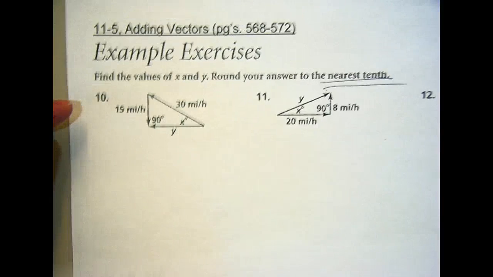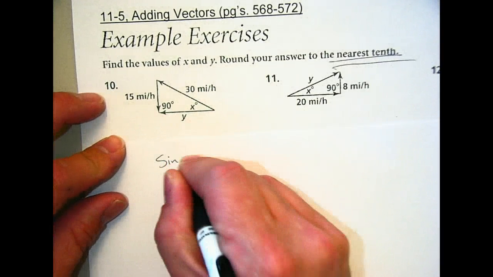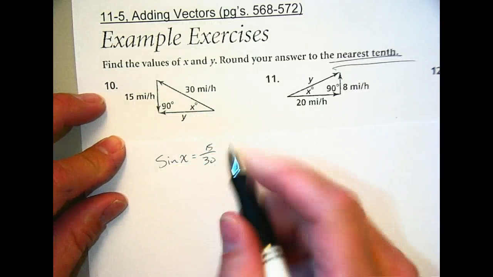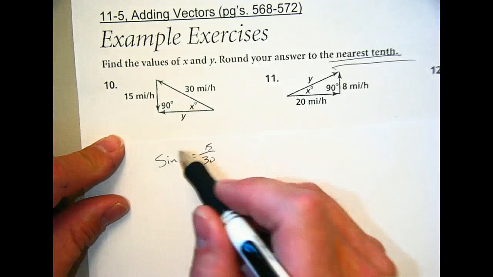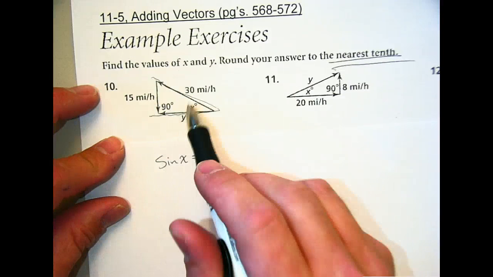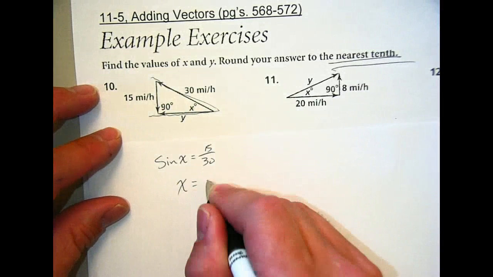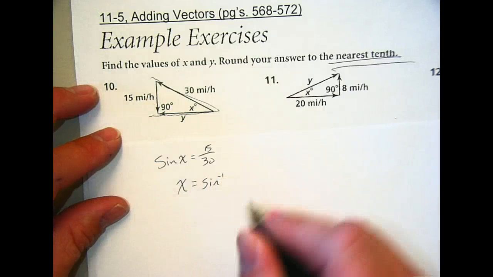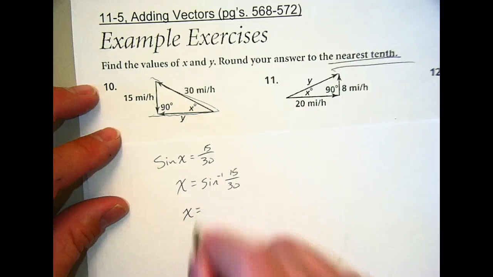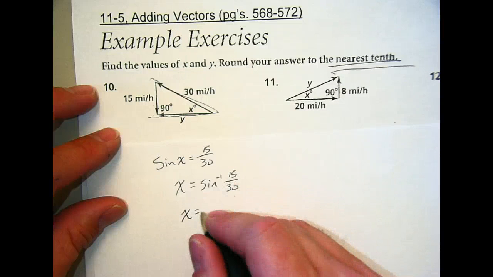So you put sine x equals 15 over 30. And then x equals... Hold on, how do you know it's sine? Because you have opposite and hypotenuse. Good. And then x equals the inverse sine of 15 over 30. Okay. So what do you get? That's 1/2, which is 30.